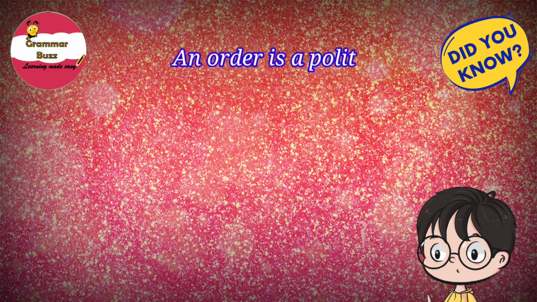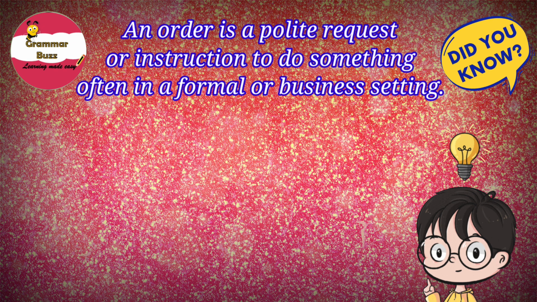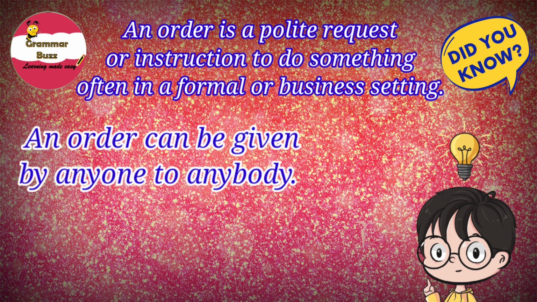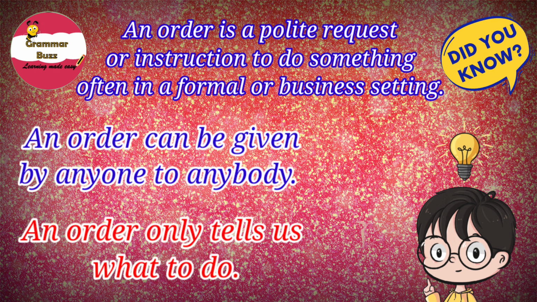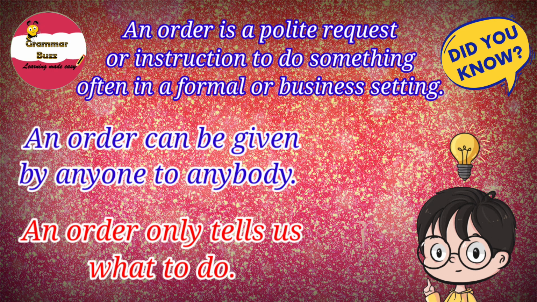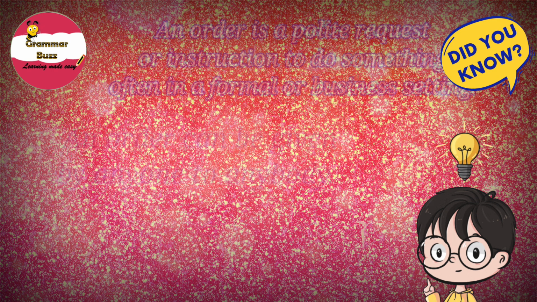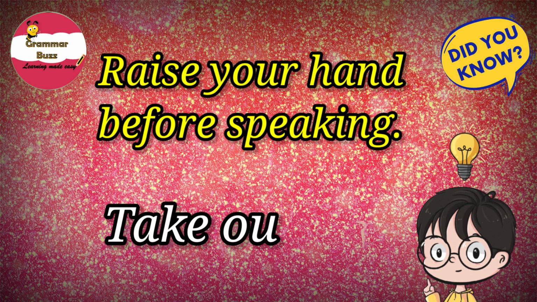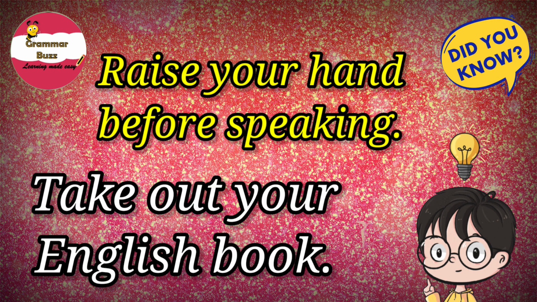Isn't that so? So we can easily say that an order is a polite request or instruction to do something, often in a formal or business setting. An order can be given by anyone to anybody, and an order tells us what to do, and it is to be followed strictly. Now let us take into account two example sentences in order to understand what is an order. And the sentences are, raise your hand before speaking and take out your English book.